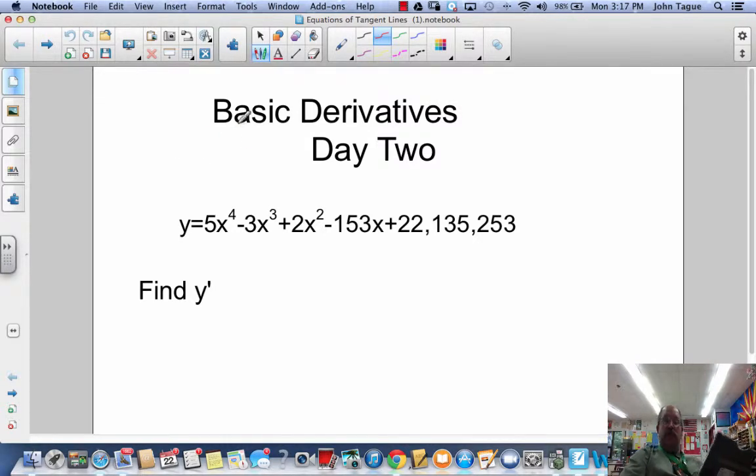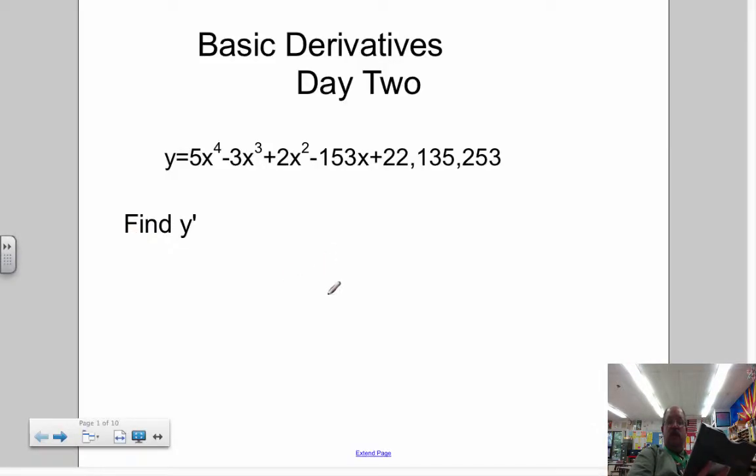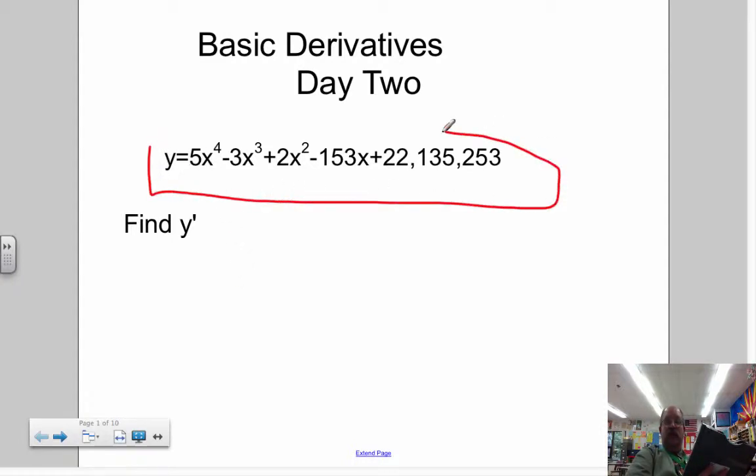So let us get started here today with this one. It says right now basic derivatives day 2, but that's where we're just going to start off with. There it is. Okay. So now that you know how to find the derivatives using the rules, a problem like this one is not a big deal.